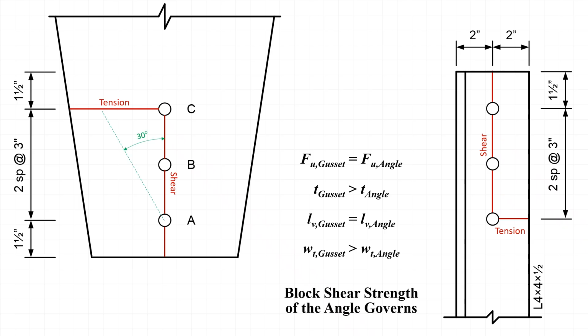With that, we can determine that the block shear strength of the gusset plate will be larger than the block shear strength of the angle. And with that determination, and since the actual width of the gusset plate is not well defined, I'll stop short of calculating the actual block shear strength of the gusset plate.